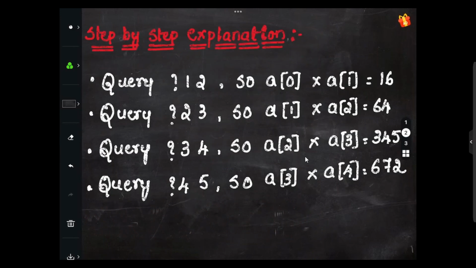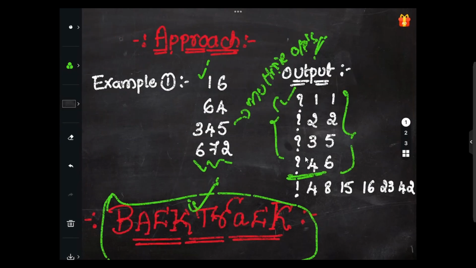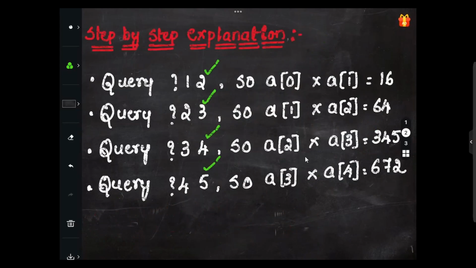So here let me come to the step by step explanation part. So now we have query 1 2. We will be considering this output, 1 2, 2 3, 3 4 and 4 5 instead of this one, 1 1, 2 2, 3 5, 4 6. So instead of this one we'll be considering 1 2, 2 3, 3 4 and 4 5. So here we have to go with the product of any two numbers, right? So that they have given in the question.